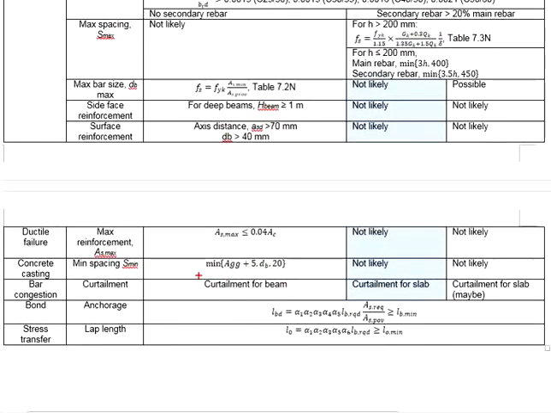Now we have the curtailment rules for the beam and the slab. How about for the staircase? Personally, I am not aware of any curtailment rules for the staircase. If you encounter one, feel free to share. What I would do when I need to do the curtailment for the staircase is probably adopt some principles from these slabs.